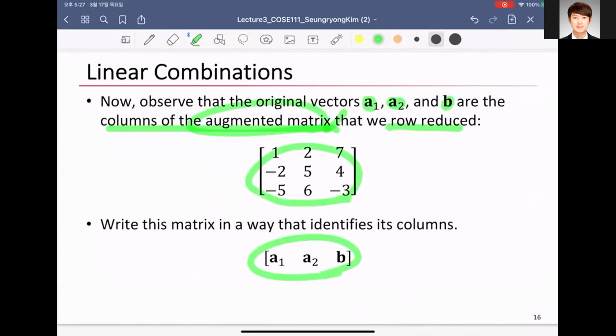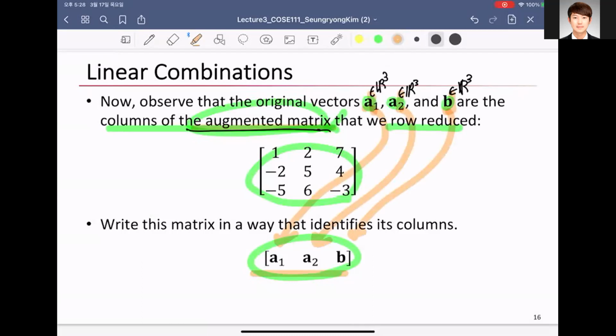So, little by little you get the idea? A1 was in our R3 space, A2 was in R3 space, P also in R3 space, right? Then we can make an augmented matrix by placing each column vector in the corresponding column position. This is the augmented matrix, the linear system formulated by A1, A2, and B.